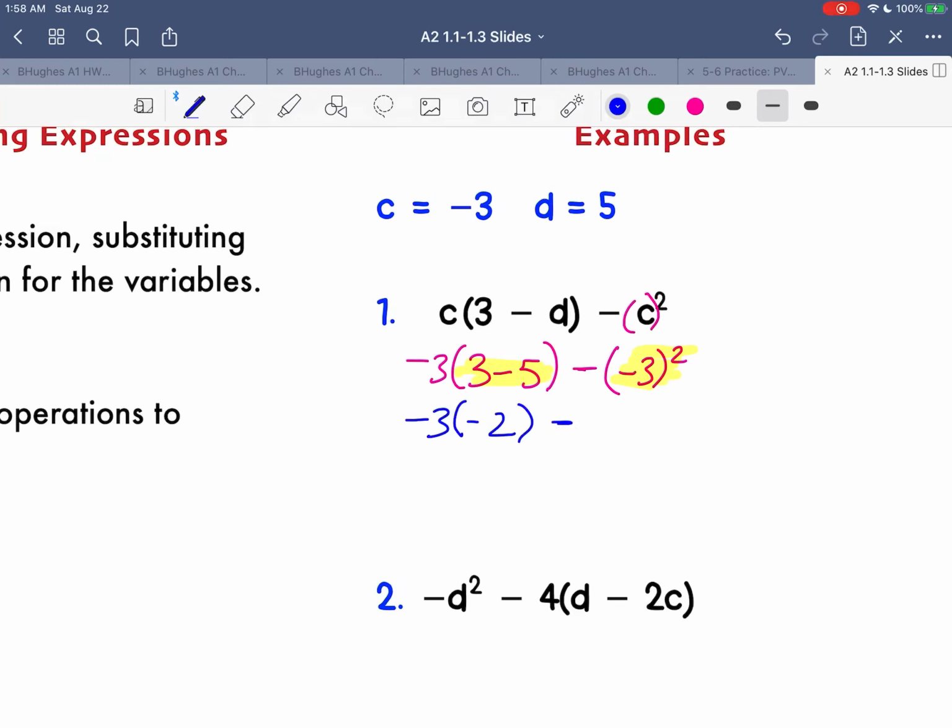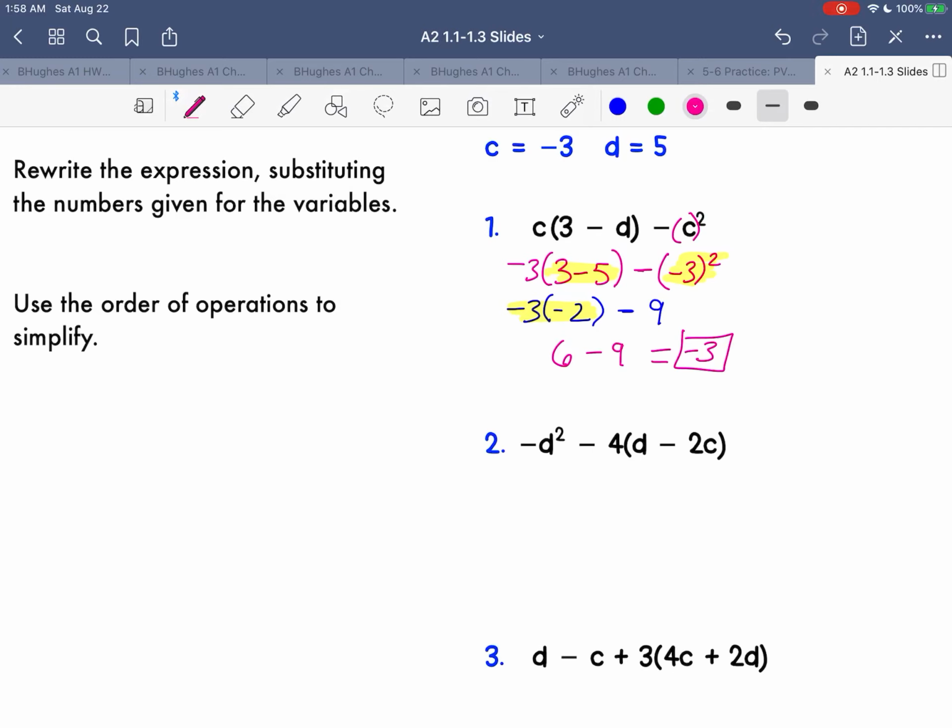3 minus 5 is -2. -3 squared means -3 times -3, and that's going to equal 9. Now I see that I have 2 operations left: multiplication and then a subtraction. So the order of operations tells me that multiplication comes next. When you multiply -3 times -2, you get 6. And then 6 minus 9 is -3.